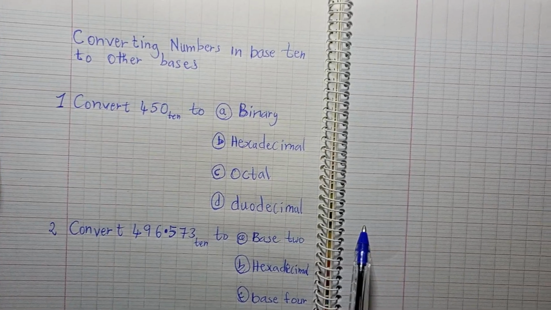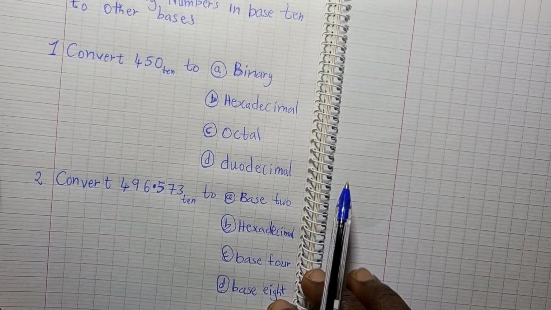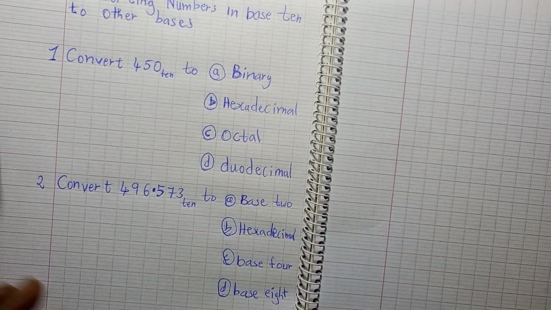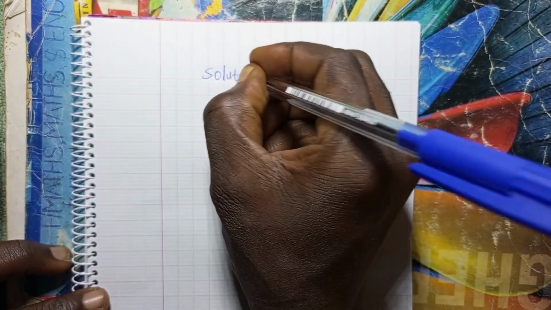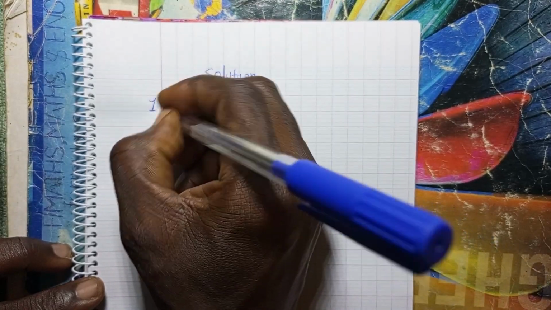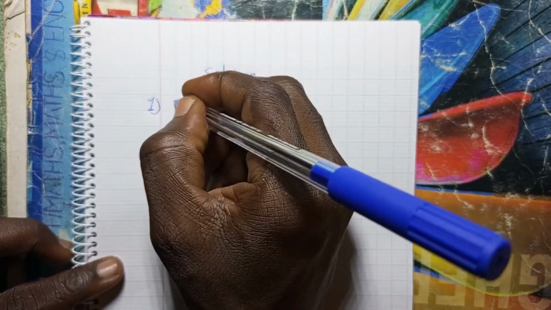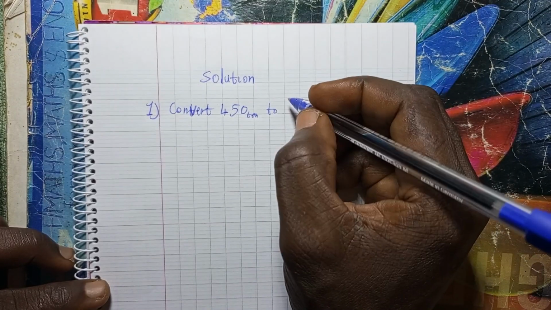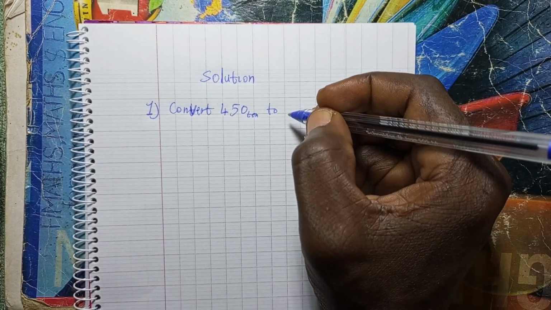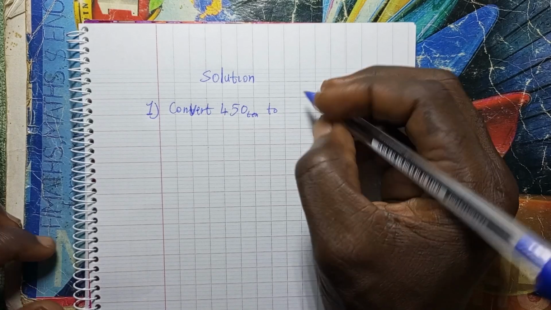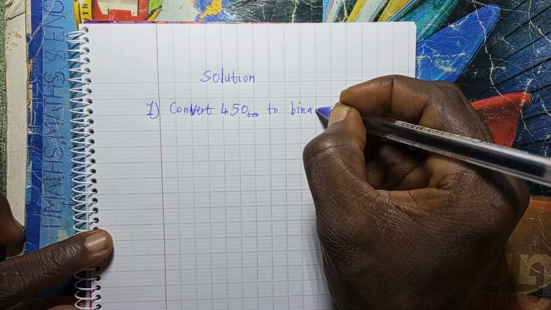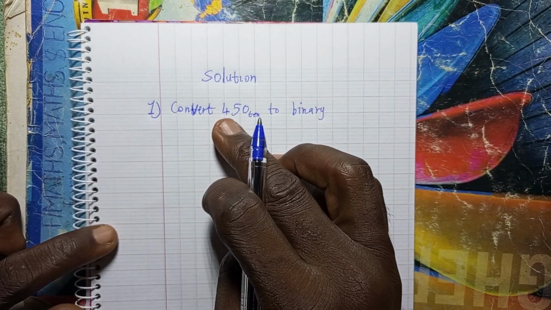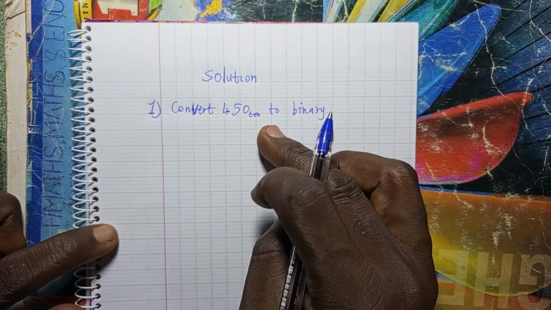Now let's go into the calculations one after the other, starting from number 1. Solution to number 1 question. So we have convert 450 base 10 to binary. Now to binary, that is base 2. So we are converting this 450 base 10 to base 2.